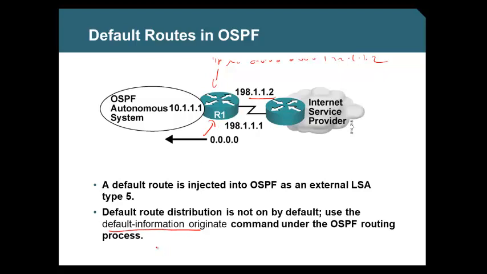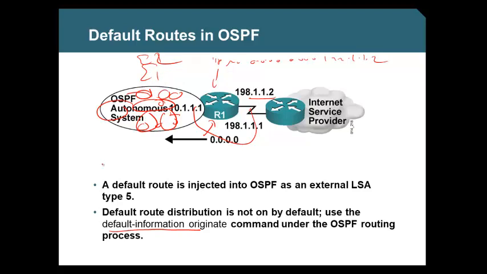You may have many areas. Every router will get the default route. So you don't need E2 or E1. Why should you redistribute and waste your CPU? Just inject a default route. Did you understand?